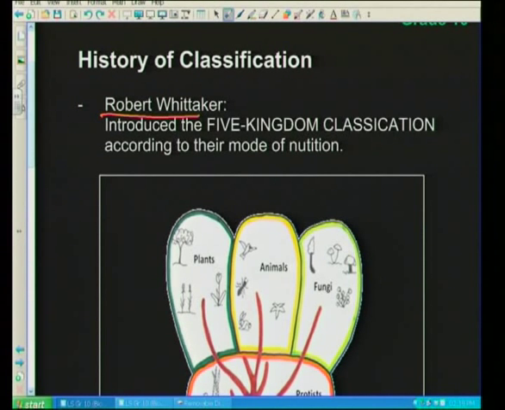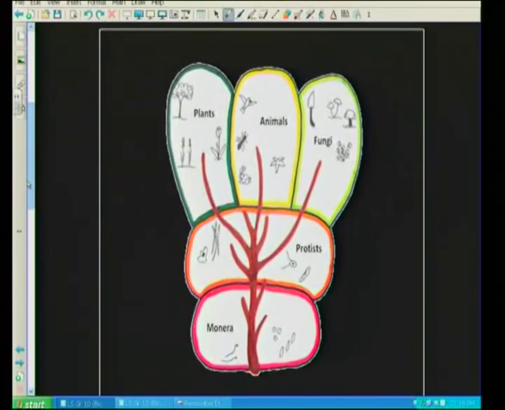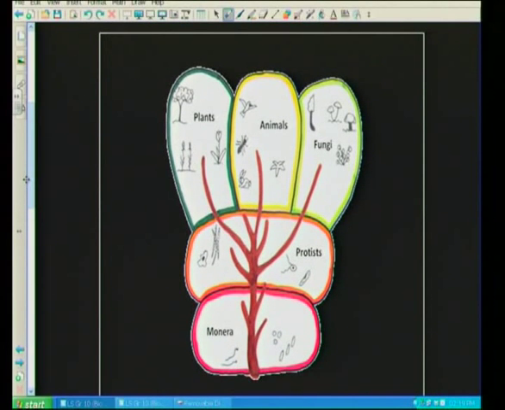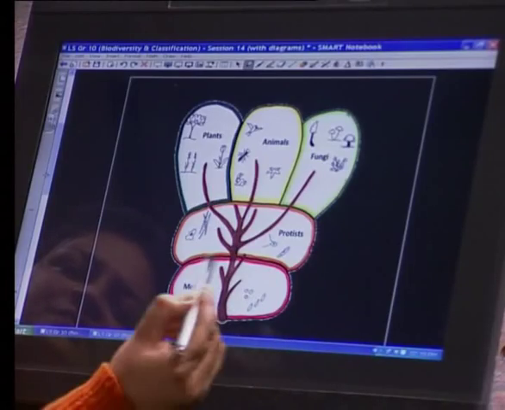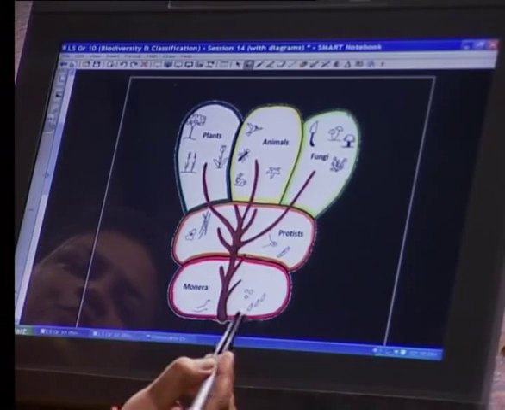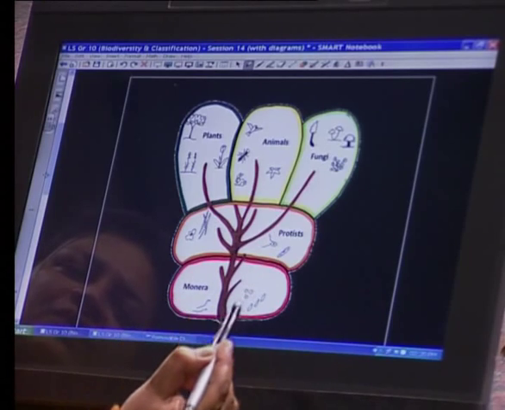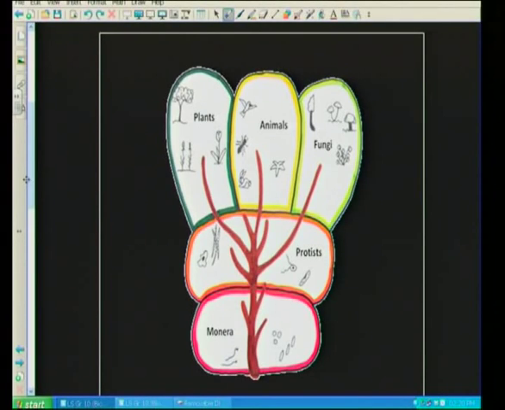Robert Whittaker introduced the 5 kingdoms of classification, and this was according to the modes of nutrition. Here we see the 5 kingdoms that were put into place by Robert Whittaker. We have at the bottom, or at the roots, the unicellular organisms, which is your Monera. At the roots, at the base, your Monera. These are basically made up of microorganisms, that's your bacteria and your viruses. Then we have the Protista kingdom, which is basically your algae, your paramecium and your amoeba.